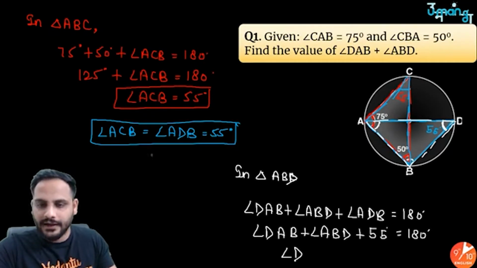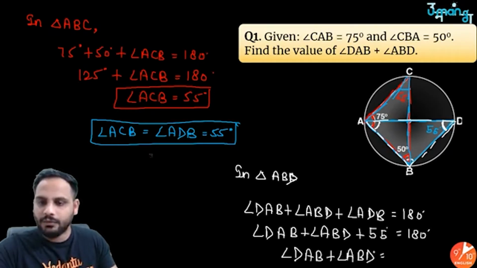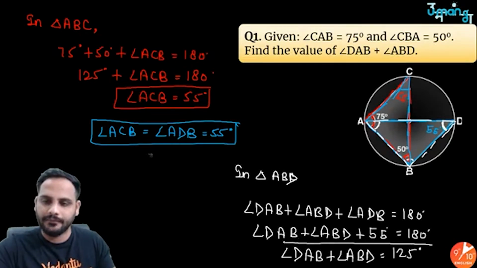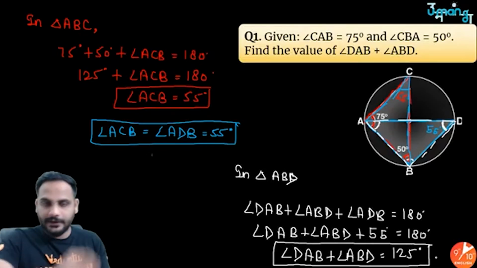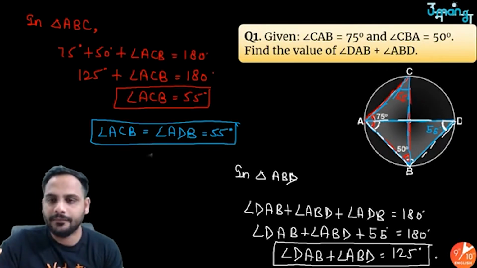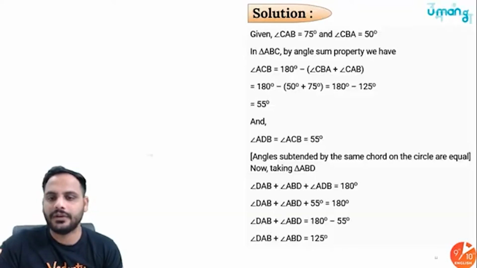So you can clearly say angle DAB plus angle ABD is equal to 180 minus 55, which is equal to 125 degrees. It will be equal to 125 degrees. Okay? Got it? So your answer is what?